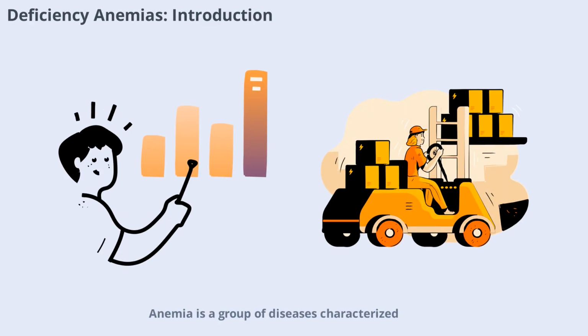Anemia is a group of diseases characterized by decreased hemoglobin or red blood cell volume, resulting in reduced oxygen carrying capacity. According to the World Health Organization, anemia affects about 1.6 billion people worldwide. It is defined as hemoglobin less than 13 g/dL in men and less than 12 g/dL in women. Understanding the causes and management of anemia is crucial for effective patient care.